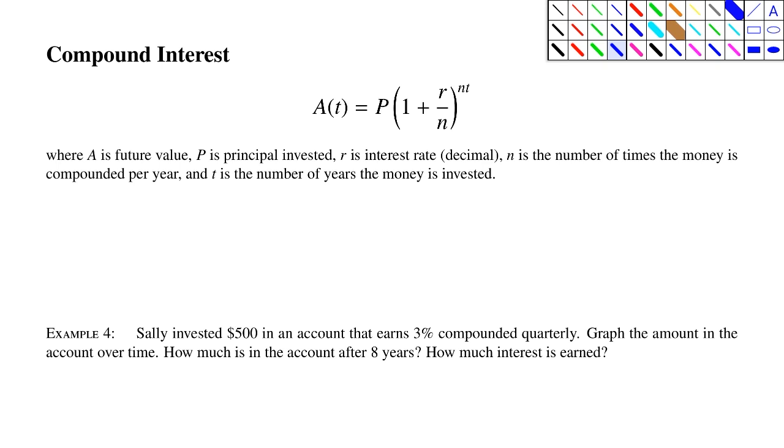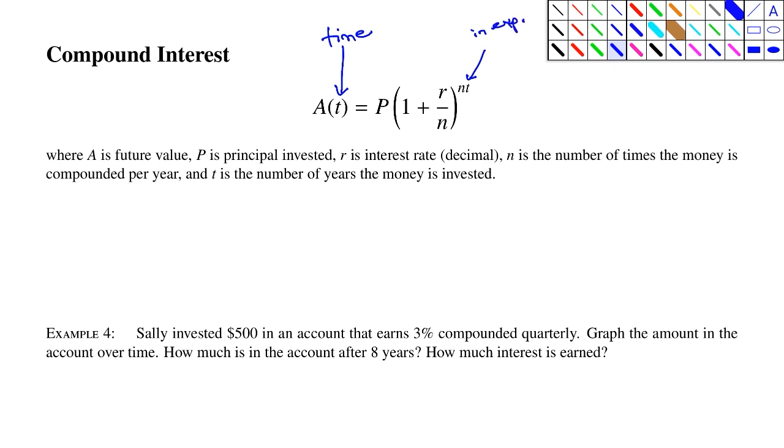Because of that, the model for compound interest is an exponential function. And you can see the compound interest formula is A of t is equal to P times (1 plus r over n) raised to the nt power. So the independent variable here, t, is time. And that acts like the x, and you can see that time is in the exponent.